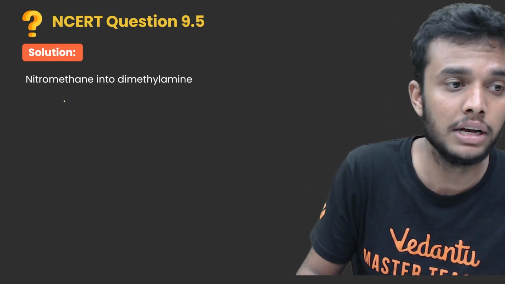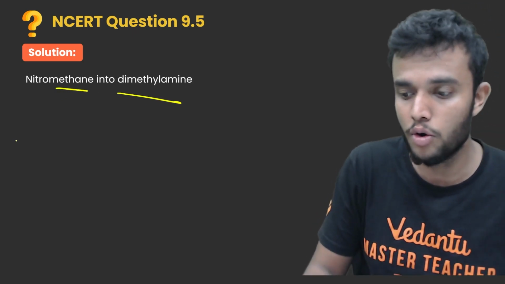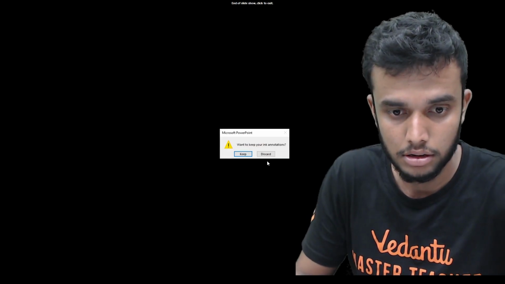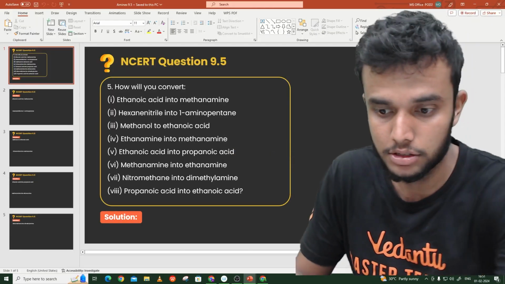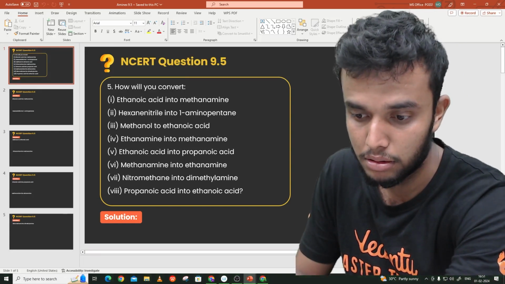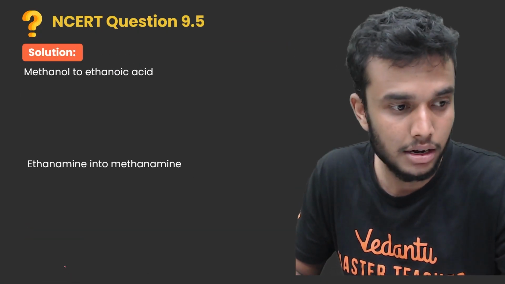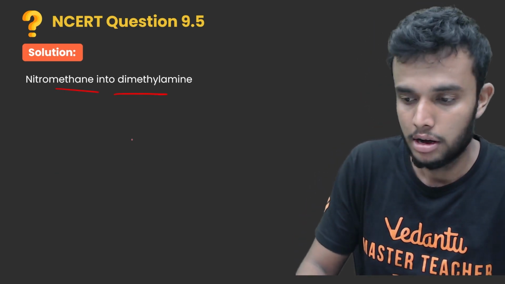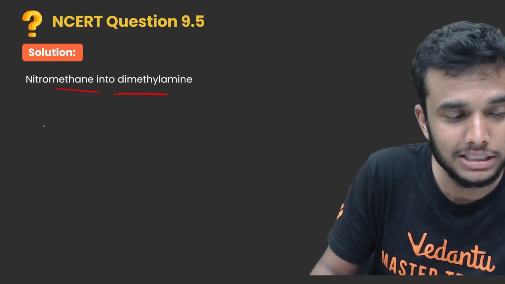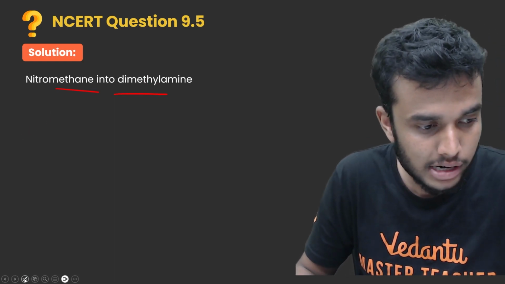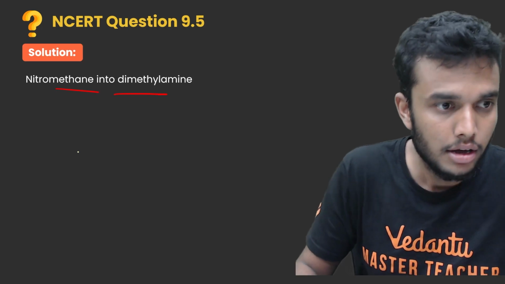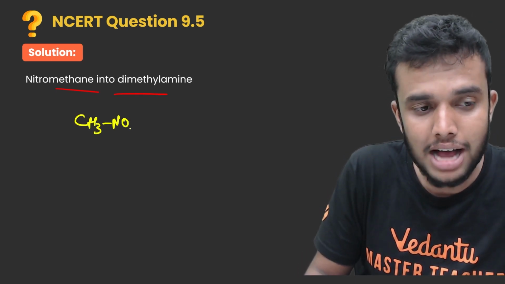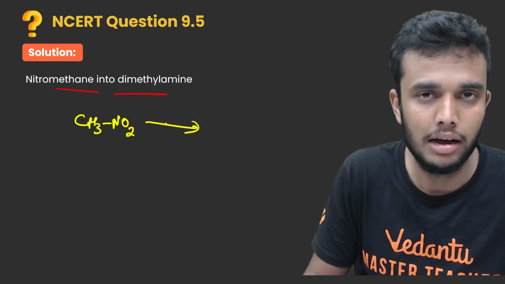Next one, not a next question, I think this one is the last one. Nitromethane to dimethylamine. And also another one is there. Yes, this one, right? Nitromethane into dimethylamine. What is the structure of nitromethane? Nitromethane structure is CH3NO2.